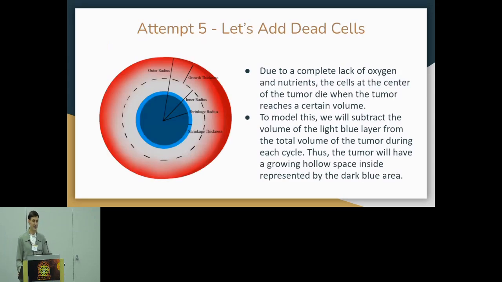So due to a complete lack of oxygen and nutrients, the cells at the very center of the tumor simply die, and often we see the formation of hollow space. To model this hollow space, I set a certain volume after which the tumor will start to shrink from inside, so it will start to lose volume. The dark blue area represented the volume that is completely hollow, and the light blue area represented the volume that will be lost during the next cell cycle.